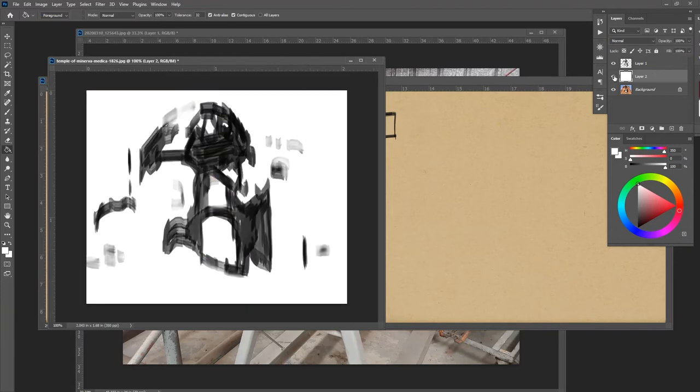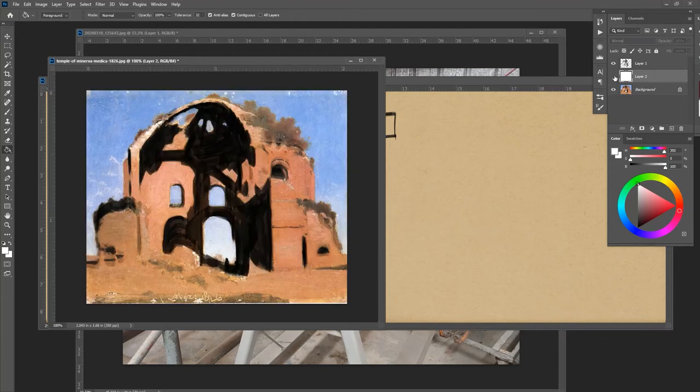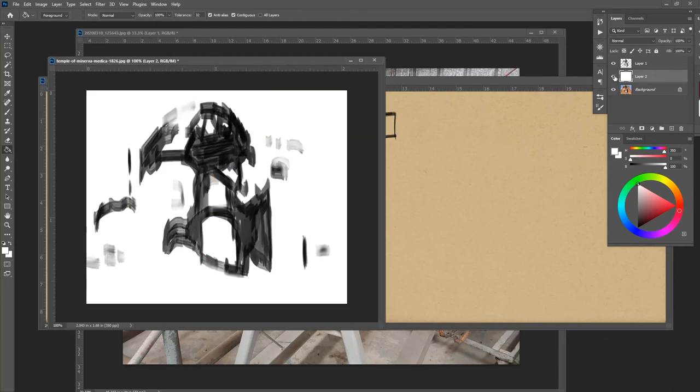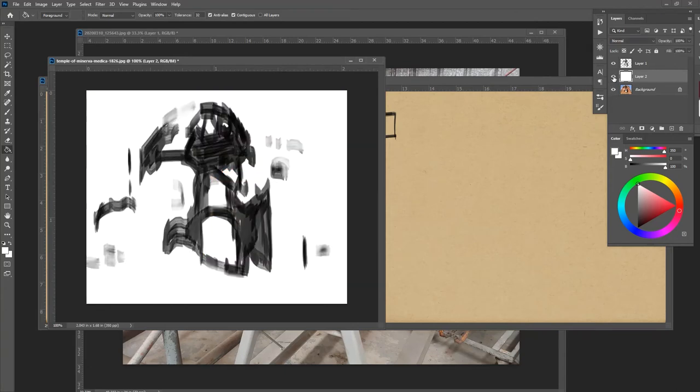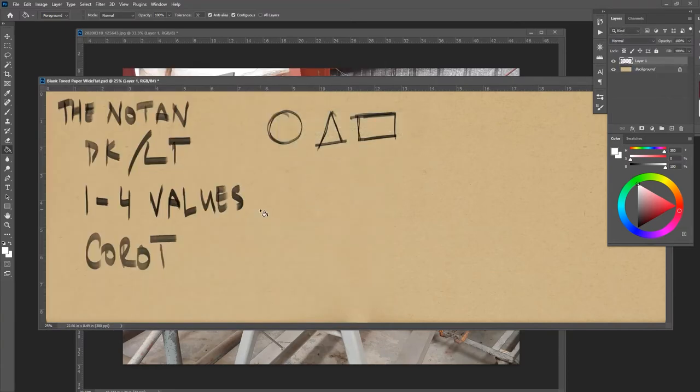Now some of them are a little bit faint. I could probably bump them up to be a little darker. But you get the idea. You can tell that it's architectural even from just that bit of the Notan. Okay, so we're going to close that out. We're not going to worry about that.